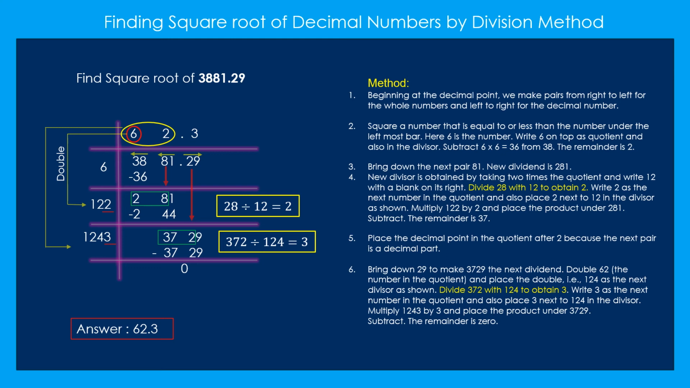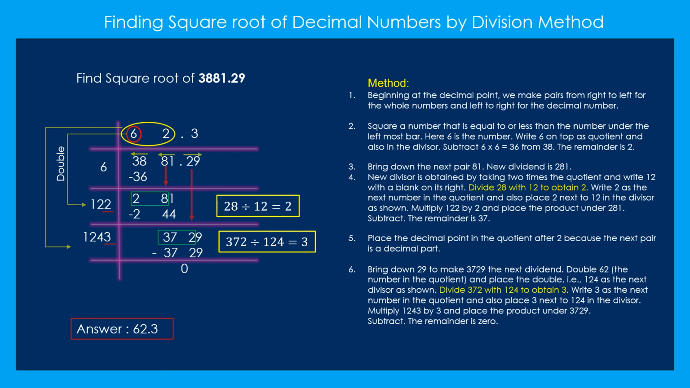Then you do 122 times 2 is 244. So write 244 under 281, subtract and get the remainder 37. Now place the decimal point in the quotient after 2 because the next pair is a decimal part. After putting the decimal, bring down the next pair number 29 and your new dividend is 3729.